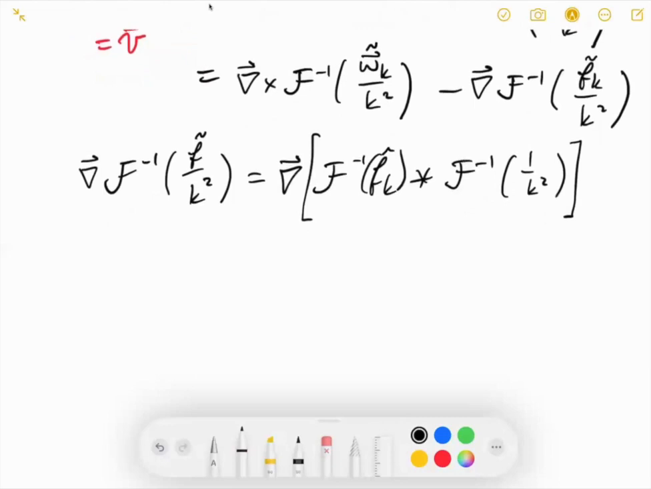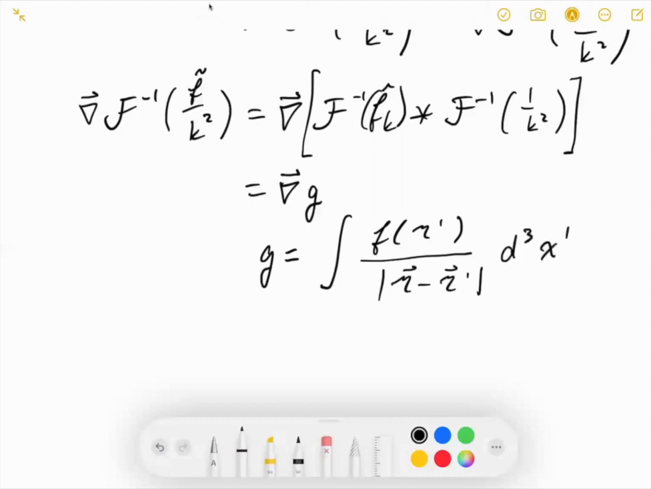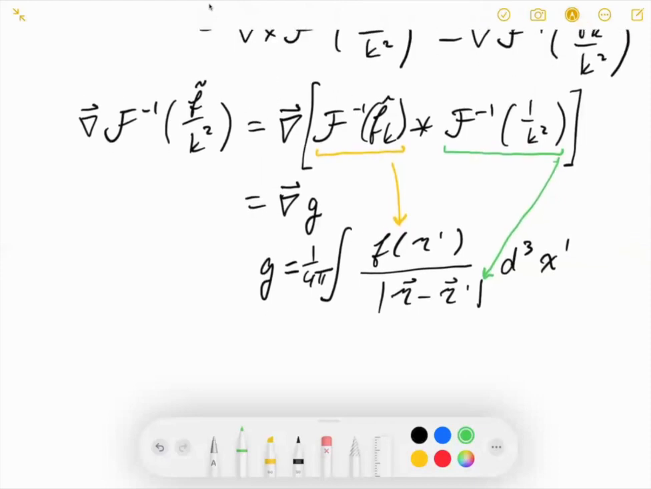So therefore, this is the gradient of some kind of a scalar field G, where G is built of that convolution, which we can write explicitly as follows. So this is F of R prime, and this is R minus R prime, integrated over all of space. So that's your convolution integral, and then there's a 1 over 4 pi. Okay, so again, this inverse transform became this F, and this inverse transform became this 1 over distance. Okay, so that's the left-hand side.